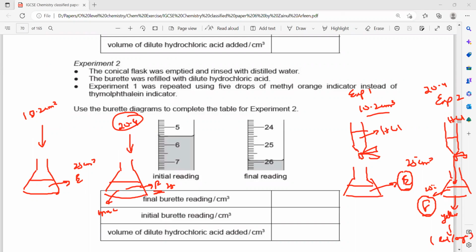Is it clear? It depends on which one is known and which one is unknown. In the previous question, the unknown solution was in the burette. In this question, the unknown solution is in the conical flask. So if I need more volume to neutralize that unknown solution, it means that it is more concentrated. So solution F is more concentrated than E.